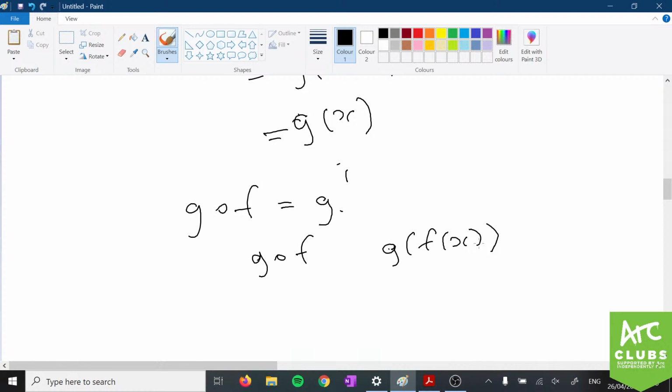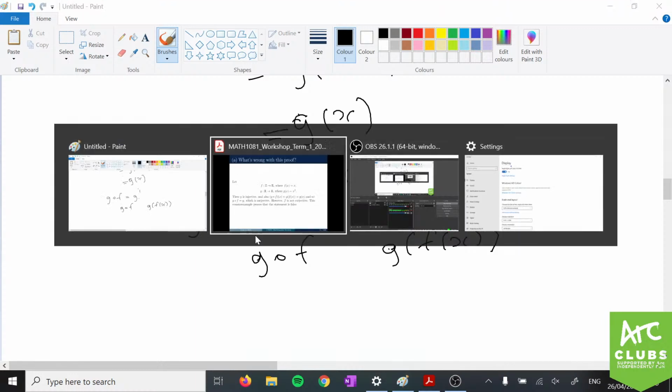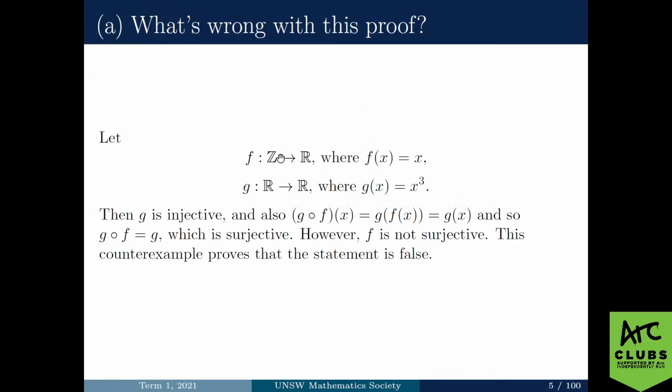So the domain of g composed with f is the integers, because f takes numbers from the integers. On the other hand, g by itself is from the real numbers to real numbers, so it has a different domain, and that's why these functions are not equal. And because of that, the rest of the proof doesn't make sense, because it's relying on this assumption. Yeah, so that's that question.